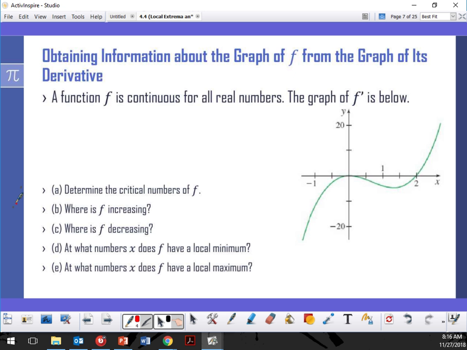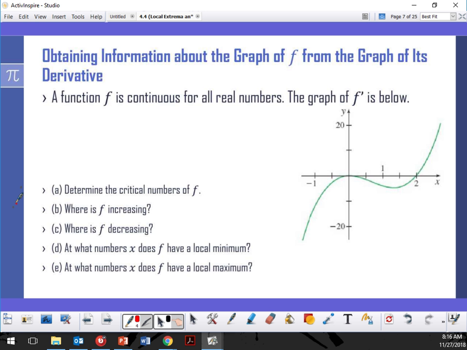All right, so a function is continuous for all real numbers. The graph of f prime is below. What does that mean if it's the graph of f prime? The derivative. The slope? Yeah, that is. These are all the slopes, right?